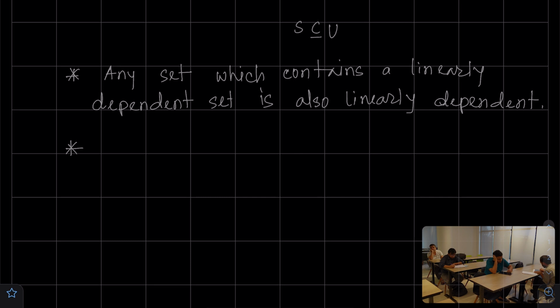So the next consequence is, if I consider a subset of the linearly independent set, is that set also linearly independent? So let us consider first that this set S is linearly independent. Okay. So if I take a subset of this set S and I consider S prime is a subset of this set S, then is S prime also linearly independent?